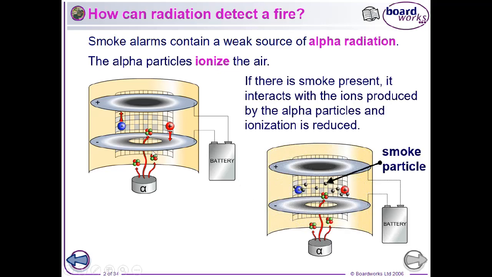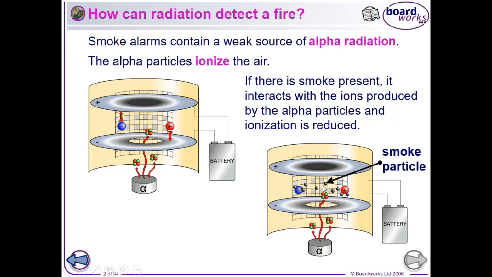So under normal circumstances, an ammeter here would detect a tiny amount of current flowing between the plates, and that current is carried by the ionized atoms and the electrons in the air across this airspace. But if we have smoke particles in the way, the alpha particles collide with the smoke particles, which are much more difficult to ionize, and also they tend to pick up the electrons, and the ions react with them, so that they're not free to move between the two plates.